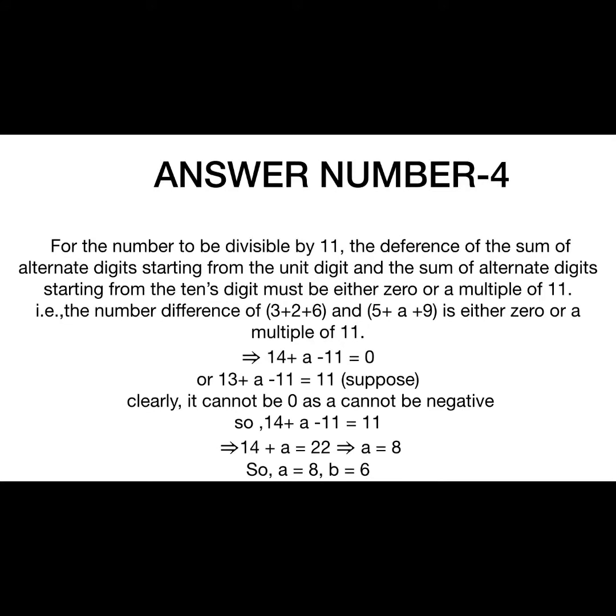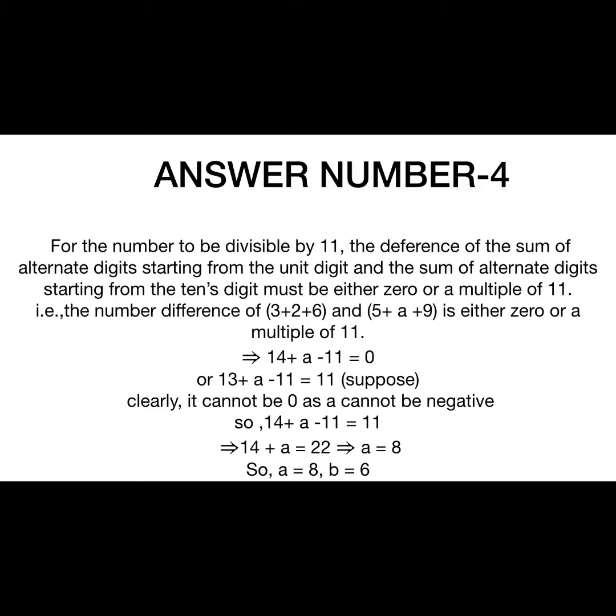So for this question, we will use some concept about divisibility. For the number to be divisible by 11, the difference of the sum of alternate digits starting from the unit digit and the sum of alternate digits starting from the tens place digit must be either 0 or a multiple of 11. That is, the difference of 3 plus 2 plus 6 and 5 plus A plus 9 is either 0 or a multiple of 11.